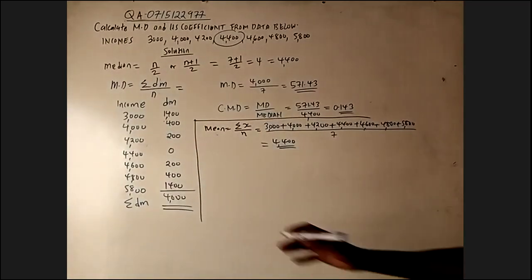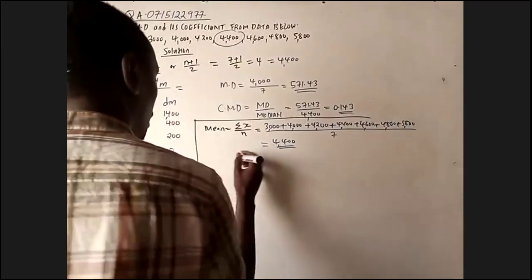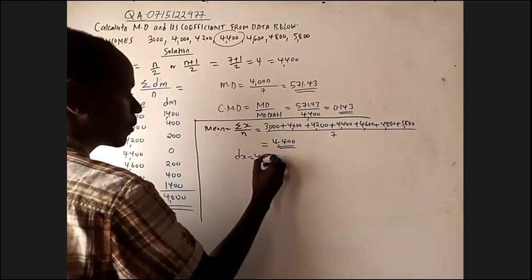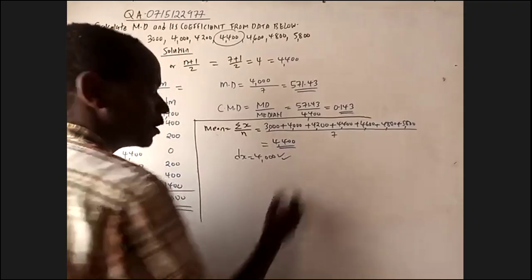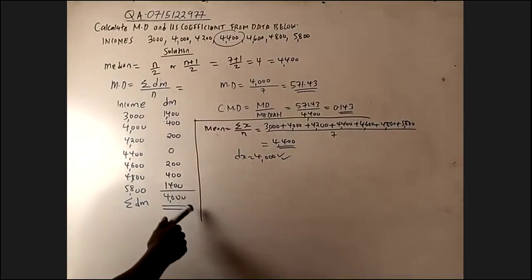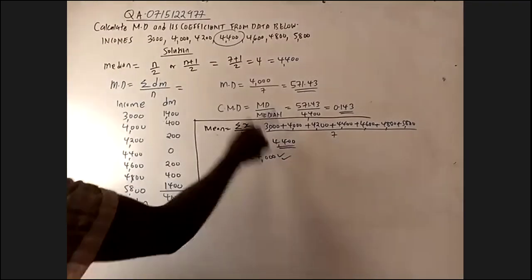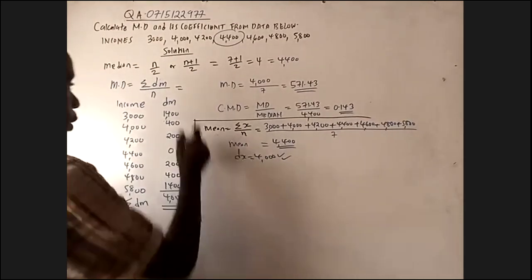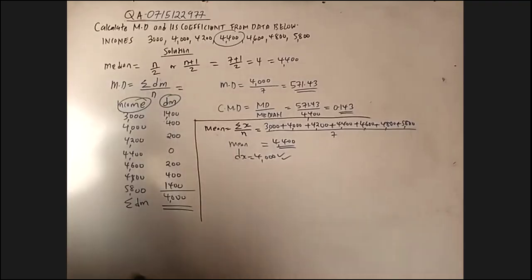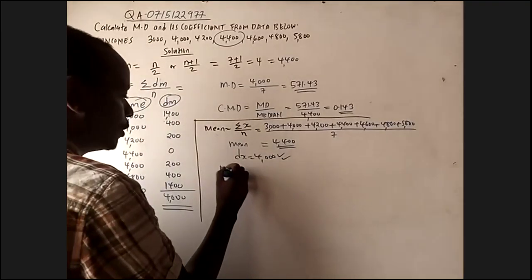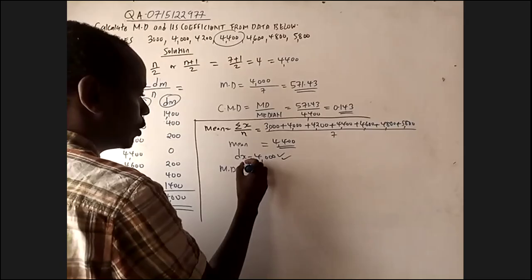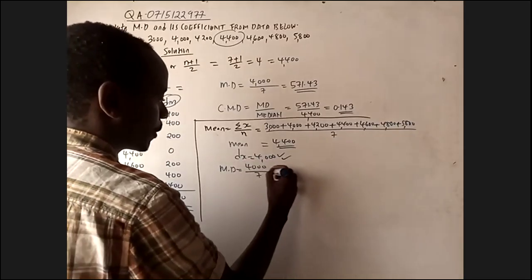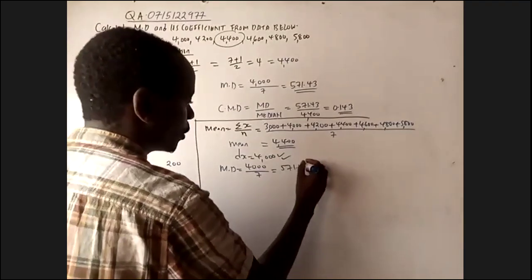Now that means our dx will be the same as 4,000. Is that correct? Because the median is the same as the mean. Isn't it? Then our MD will be 4,000 over n, which is the same answer, 57.43.